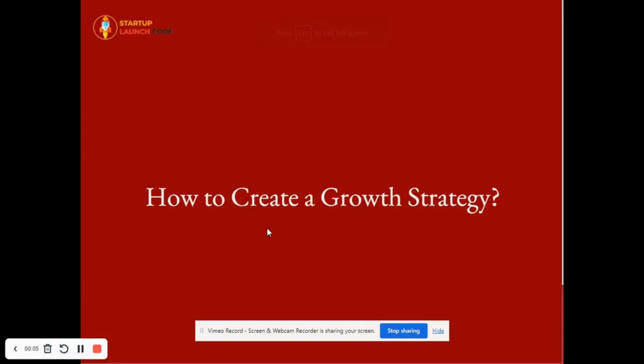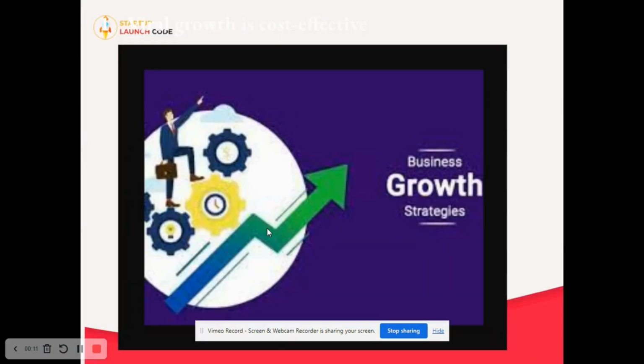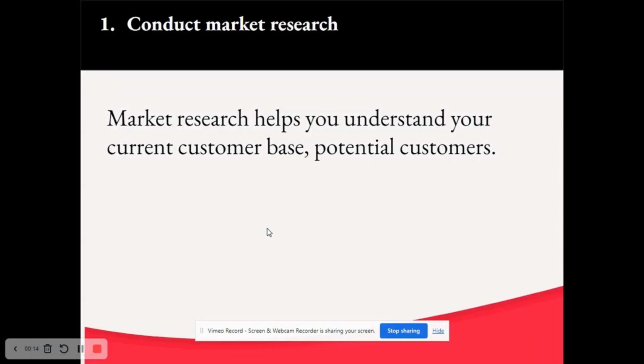So let's look at how to create a growth strategy for your startup. To create an effective growth strategy for any marketing activity that needs to be done, the first thing you need to do is to conduct what we call market research. So why do you need to conduct market research? Market research helps you to understand your current customer base and your potential customers.